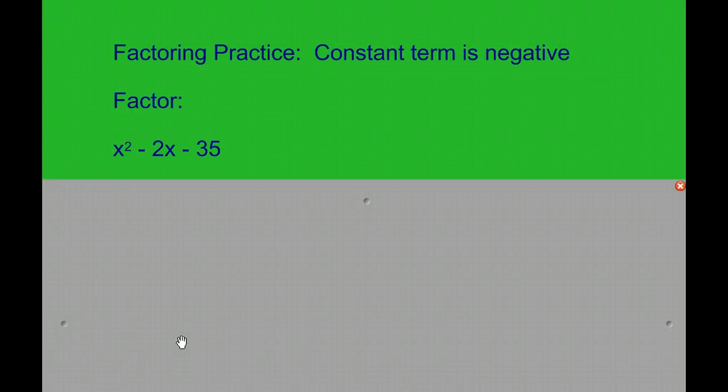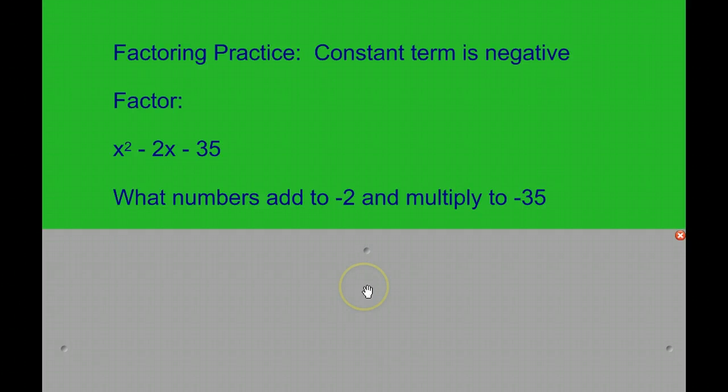Our final example is going to be when we have a negative in our constant term. We have a negative 35 at the end. That means we've now changed the problem a bit. We're looking for numbers that multiply to negative 35 and add to negative 2. Some of us have issues with our negative numbers, so it might be easier to think of it in another way. When you multiply to get a negative value, one of your answers must be negative, one of them must be positive. That's the only way you can multiply to get a negative.